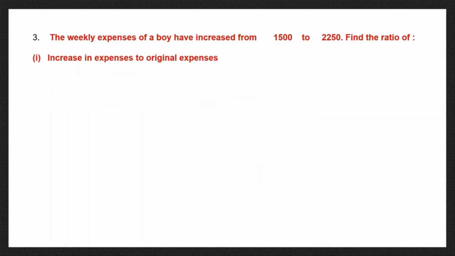Question 3. The weekly expenses of a boy have increased from 1,500 rupees to 2,250 rupees. We need to find the ratio of, first one, increase in expenses, this is the first part, to the original expenses. So let's read the question again. A boy's weekly expenses have increased from 1,500 to 2,250. So let's start finding the ratio of this first one. First, the original expenses are 1,500 rupees. Okay, this was what he was spending first.